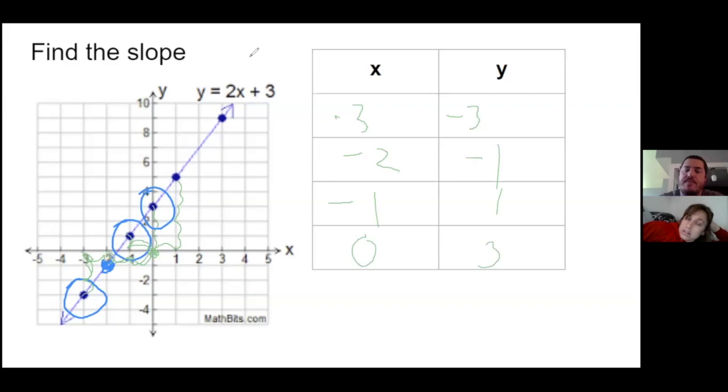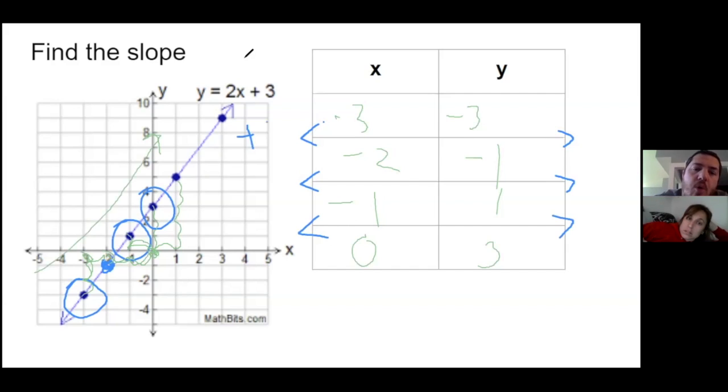Slope. So we're going to look at each one of these and see how much they went up by or down by. Okay, so -3 to -2. Did you go up or down? Did you increase or decrease? Well, the slope goes up, so it has to go up. Okay.